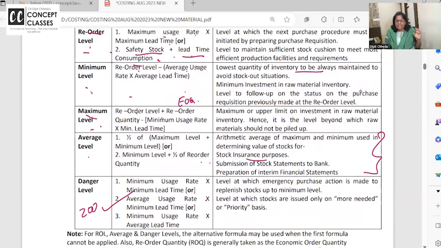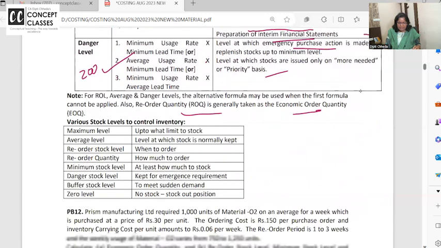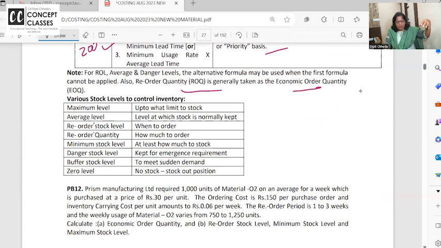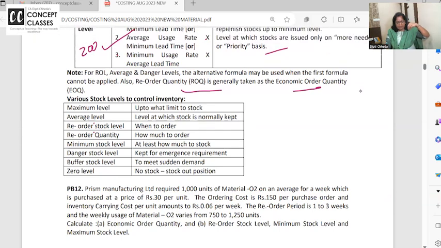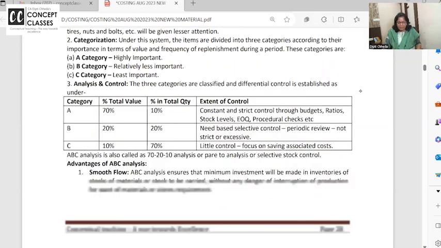Average stock हम कहाँ देते हैं? इंश्योरेंस के लिए. गोडाउन में कितना स्टॉक है? वैसे तो 10,000 यूनिट खरीदते, but 10,000 by 2. Average stock is Q by 2. That's what we purchase always. Submission of the stock statement for bank and all, we use the average stock. Danger level, minimum emergency purchase करना है. Maximum is like highest level, then average, then reorder level, then EOQ, then minimum, then danger, buffer, and zero. No stock. Okay, right?